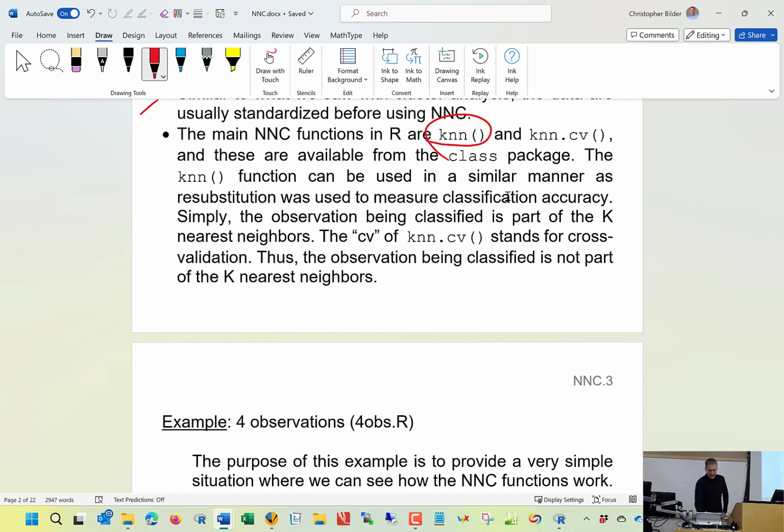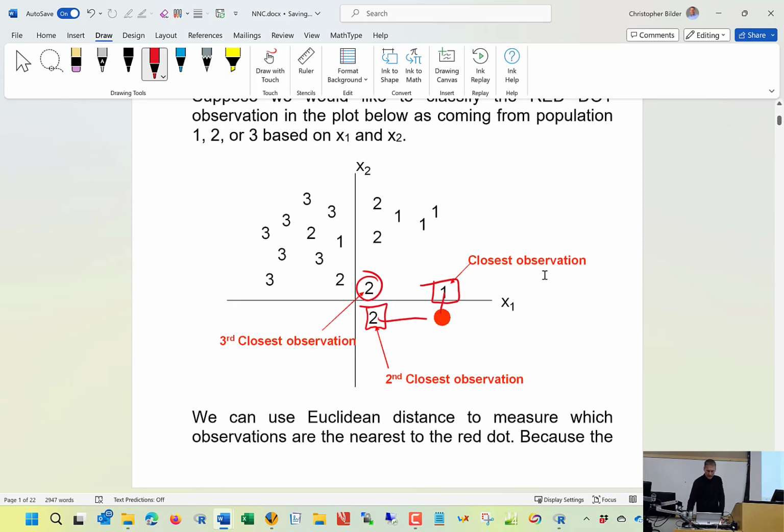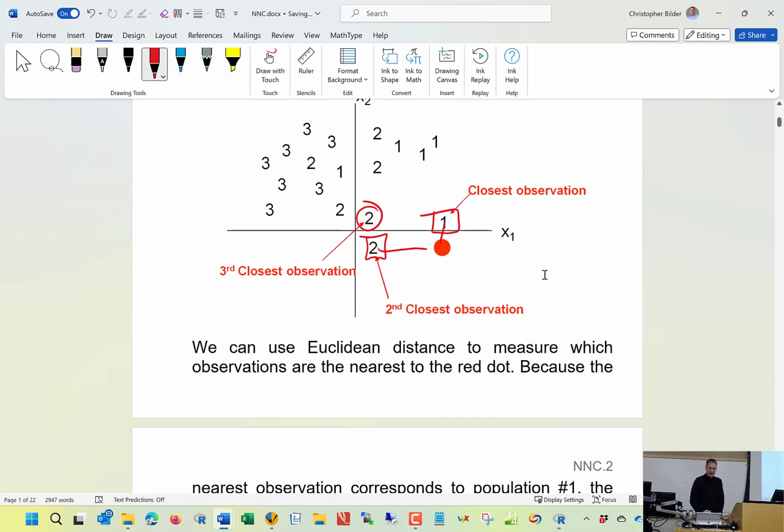Now, the way that this cross-validation part works is essentially just the way that I just described it here, even though I wasn't calling it cross-validation, where I want to figure out what group this red dot should be in. And so what did I do? My 3 nearest neighbors were 3 other observations. That's how knn.cv works. Very intuitive.